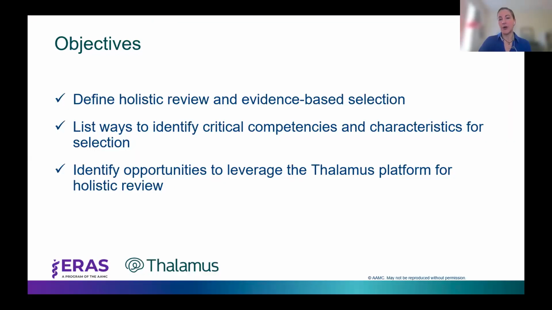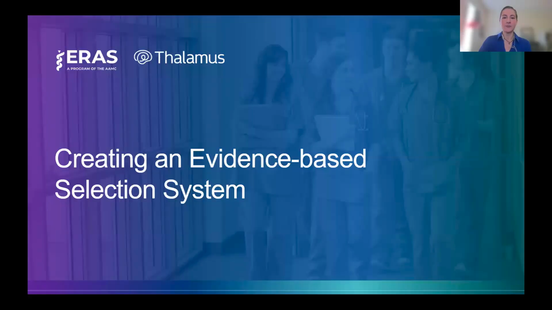By the end of this webinar, we hope you'll be able to do a few things: define holistic review and evidence-based selection, be able to identify critical competencies and characteristics for resident, program, and institution success, and identify opportunities to leverage the Thalamus platform for evidence-based selection. We will have some opportunities for participation throughout, like polling and some activities.